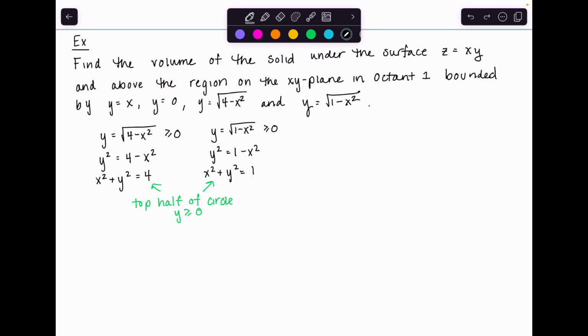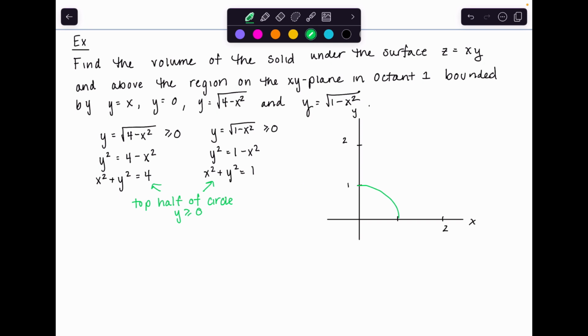So I want to go ahead and graph this to get a good picture of what's going on. They tell us it's in octant 1, so I really just need to draw quadrant 1. And we know that we're dealing with circles of radius 1 and radius 2. So try to draw them as cleanly as possible. So we've got our circle of radius 1.